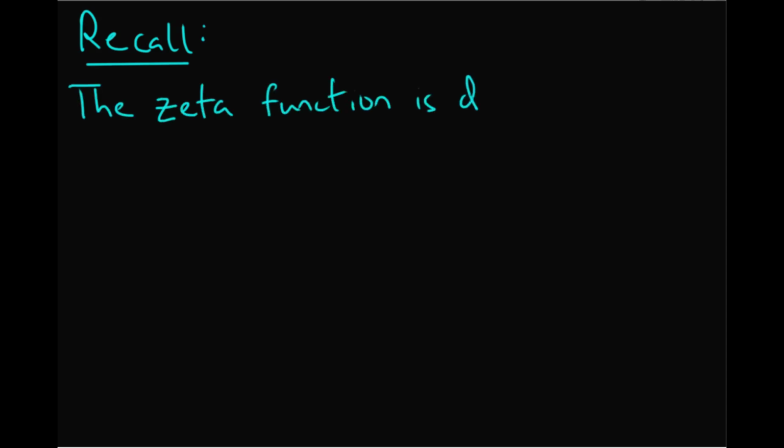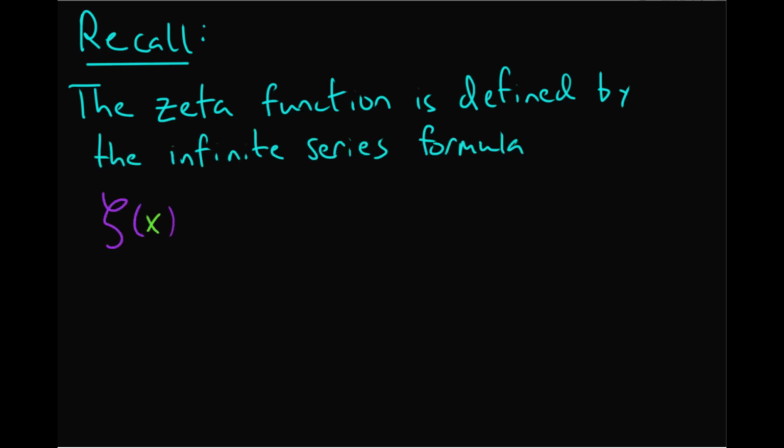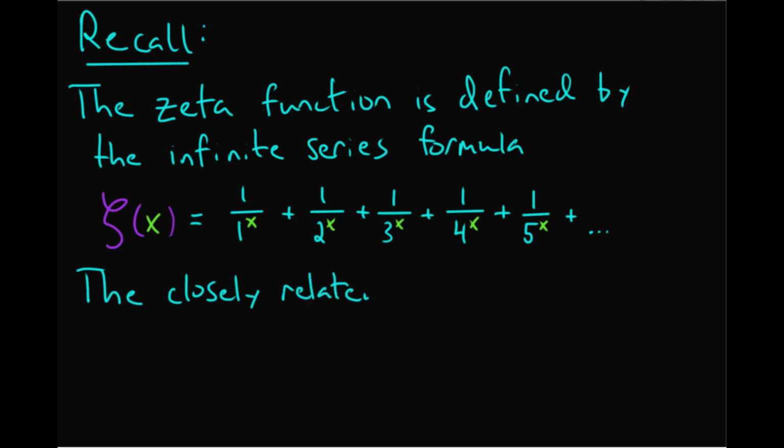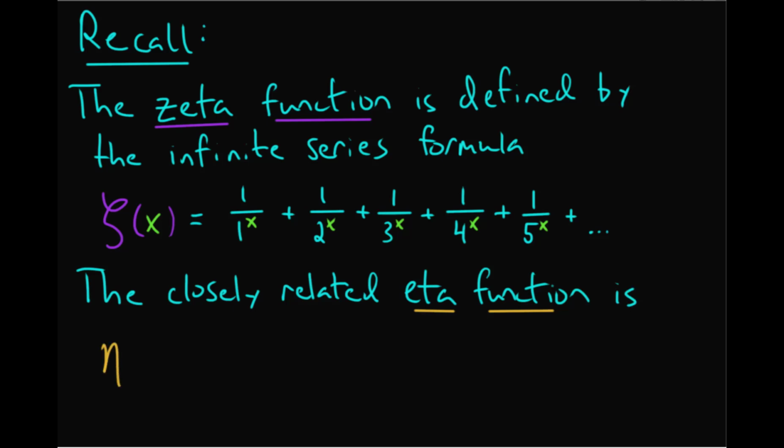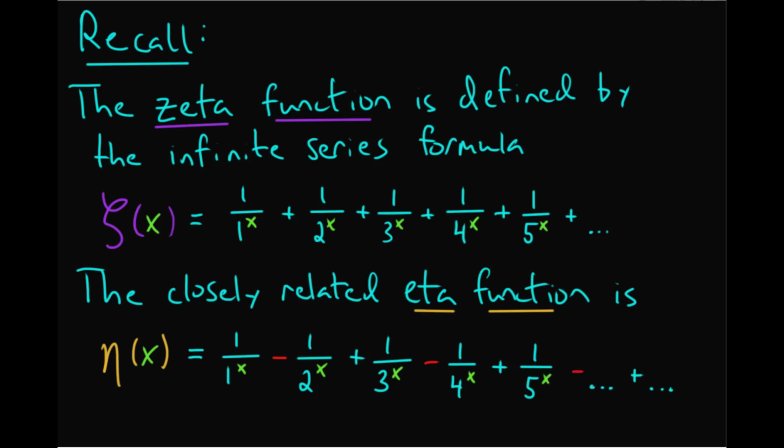So first I'm going to ask you to recall something about the zeta function, which is that it's defined by the infinite series formula zeta of x equals 1 over 1 to the x plus 1 over 2 to the x plus 1 over 3 to the x plus 1 over 4 to the x plus 1 over 5 to the x plus dot dot dot. And the eta function is basically the cousin of the zeta function. It's very closely related. It's the alternating version of the zeta function. So eta of x equals 1 over 1 to the x minus 1 over 2 to the x plus 1 over 3 to the x minus 1 over 4 to the x plus 1 over 5 to the x minus dot dot dot plus dot dot dot.